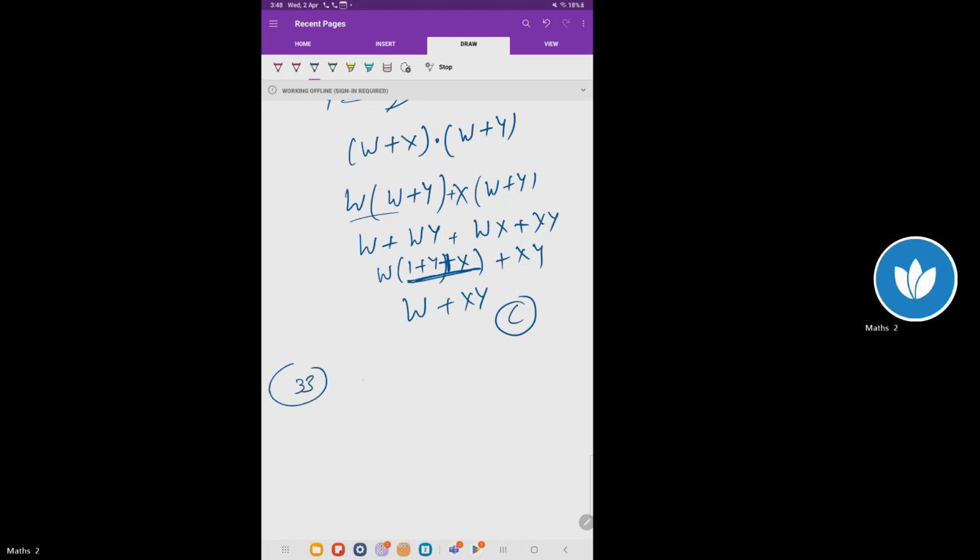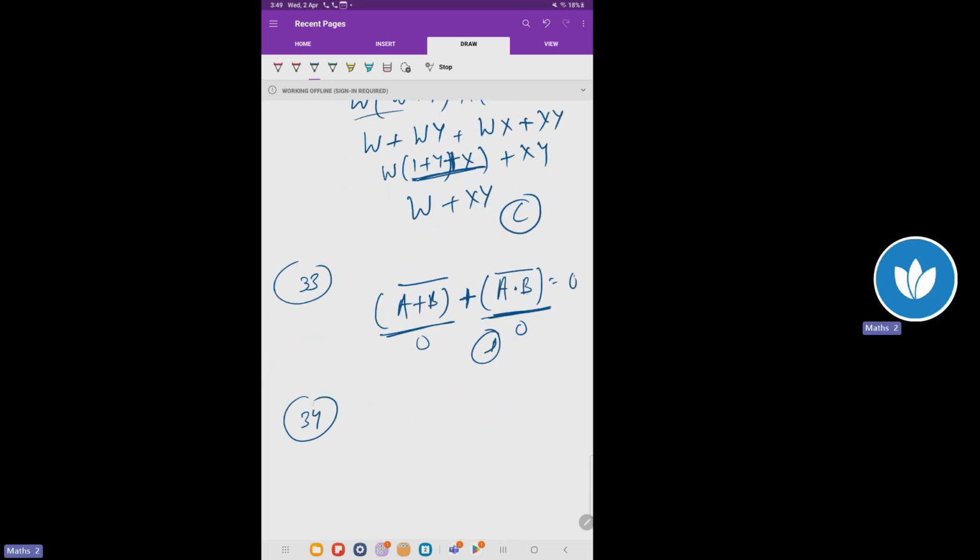33. This is an OR operation. This is only possible when both the terms are equal to 0. And if both the terms are equal to 0, it means A and B both are equal to 1. 1 dot 1 is 1, 1 dot 0 is 0. So A and B both are equal to 1. Option D.